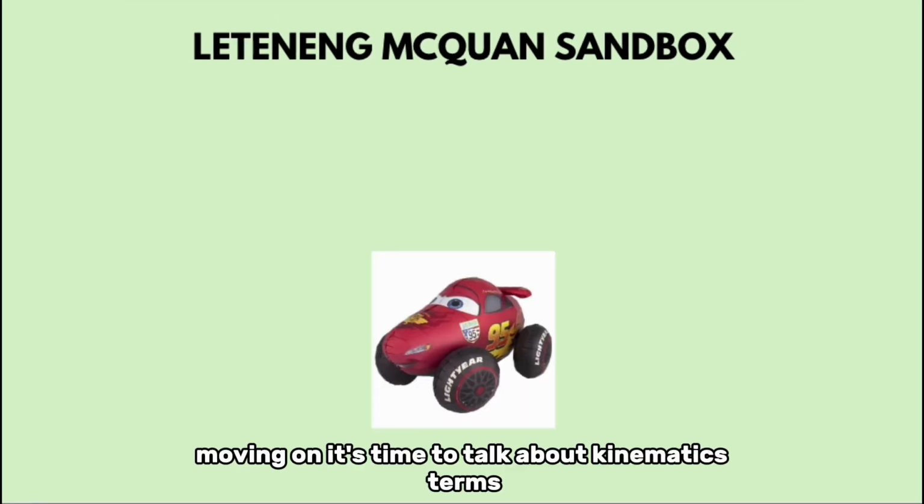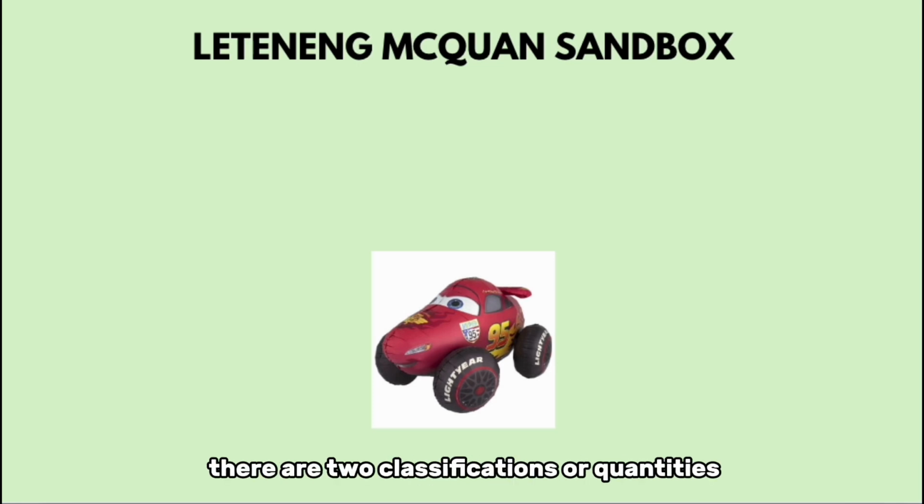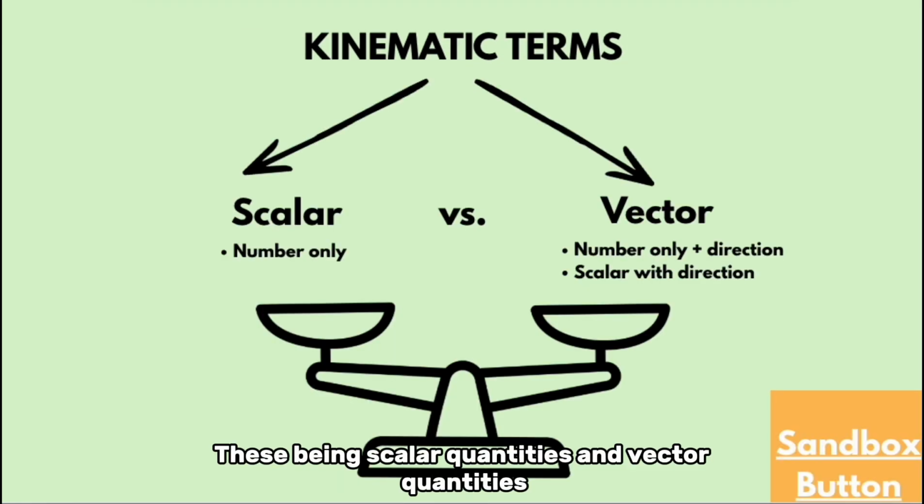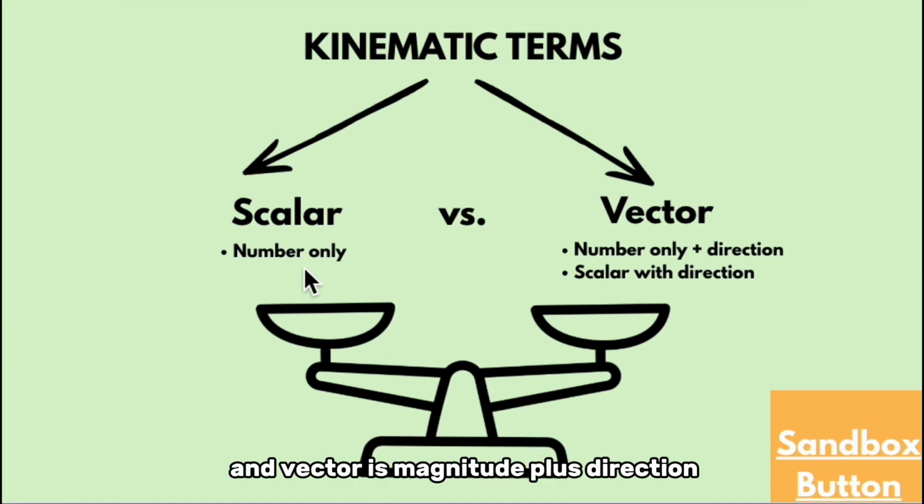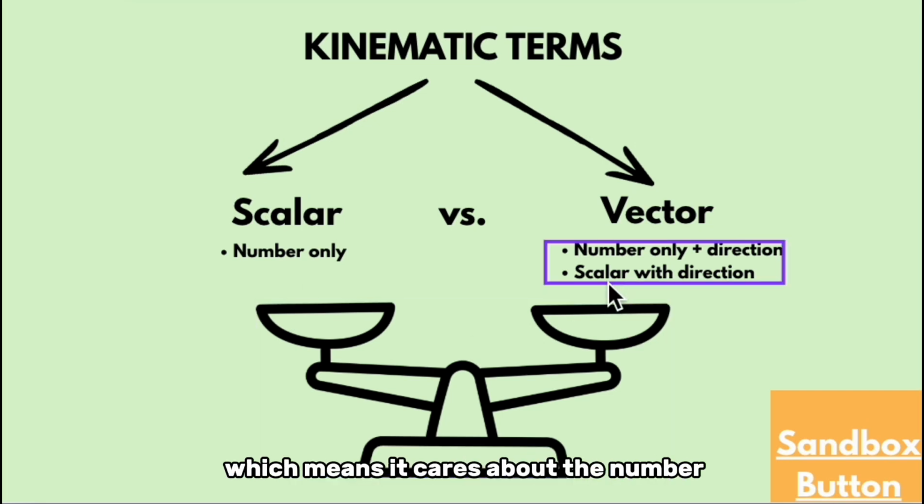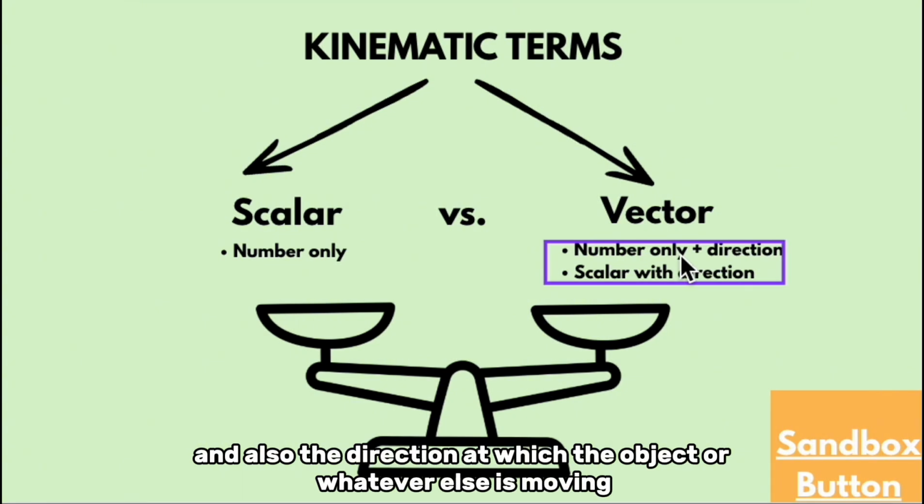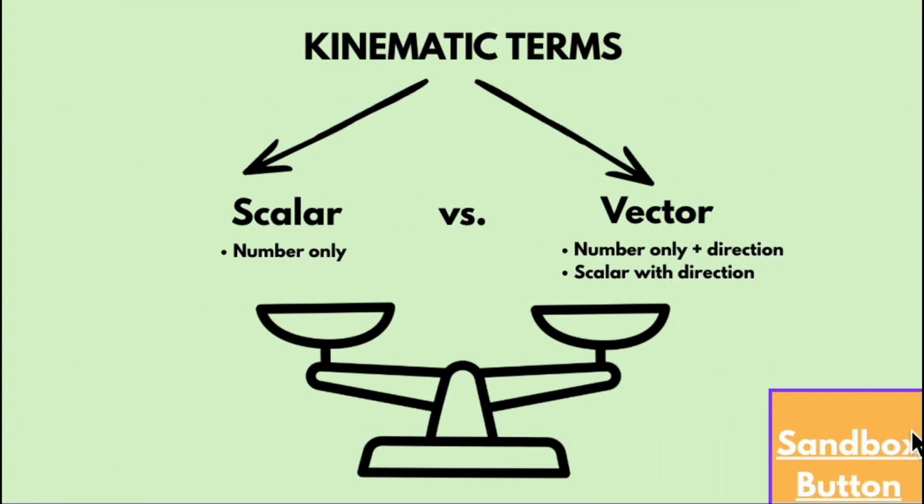Moving on, it's time to talk about kinematics terms. However, before we go on to that, there are two classifications or quantities that you need to be aware of, which most kinematic terms can be split into. These being scalar quantities and vector quantities. Scalar is magnitude only, which means it only cares about the number. And vector is magnitude plus direction, which means it cares about the number and also the direction at which the object or whatever else is moving.